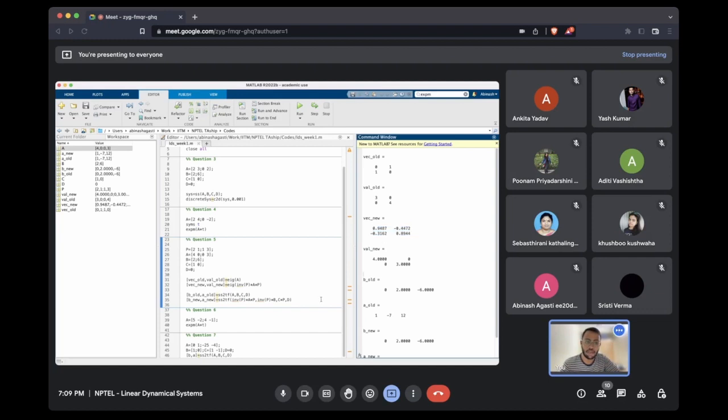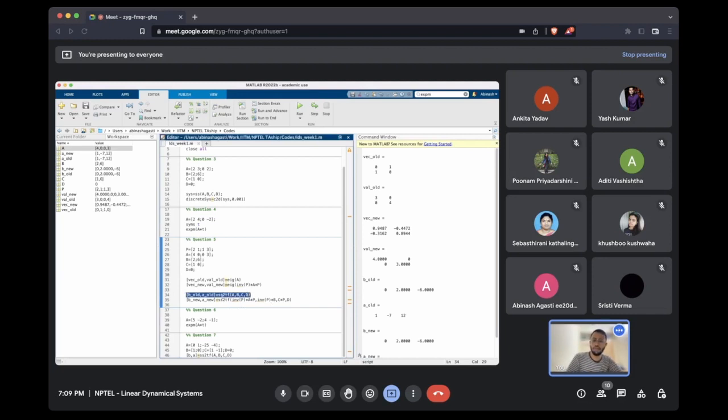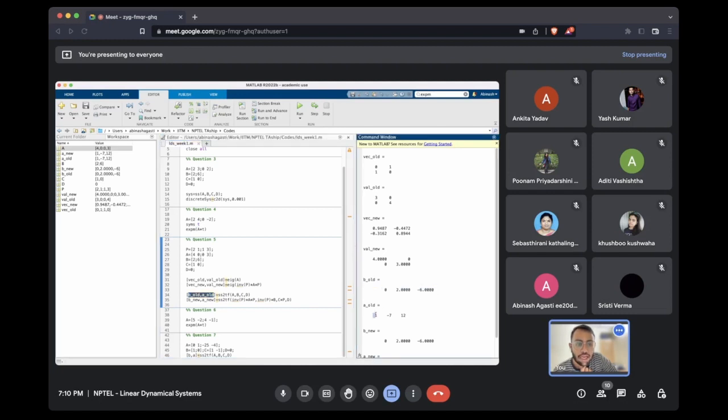All right. So for the old system, we can use a function ss2tf, which just takes a state space representation to its transfer function representation. So given ABCD matrices, the transfer function is given by 2s minus 6. So this is basically the numerator and this is the denominator: s square minus 7s plus 12.